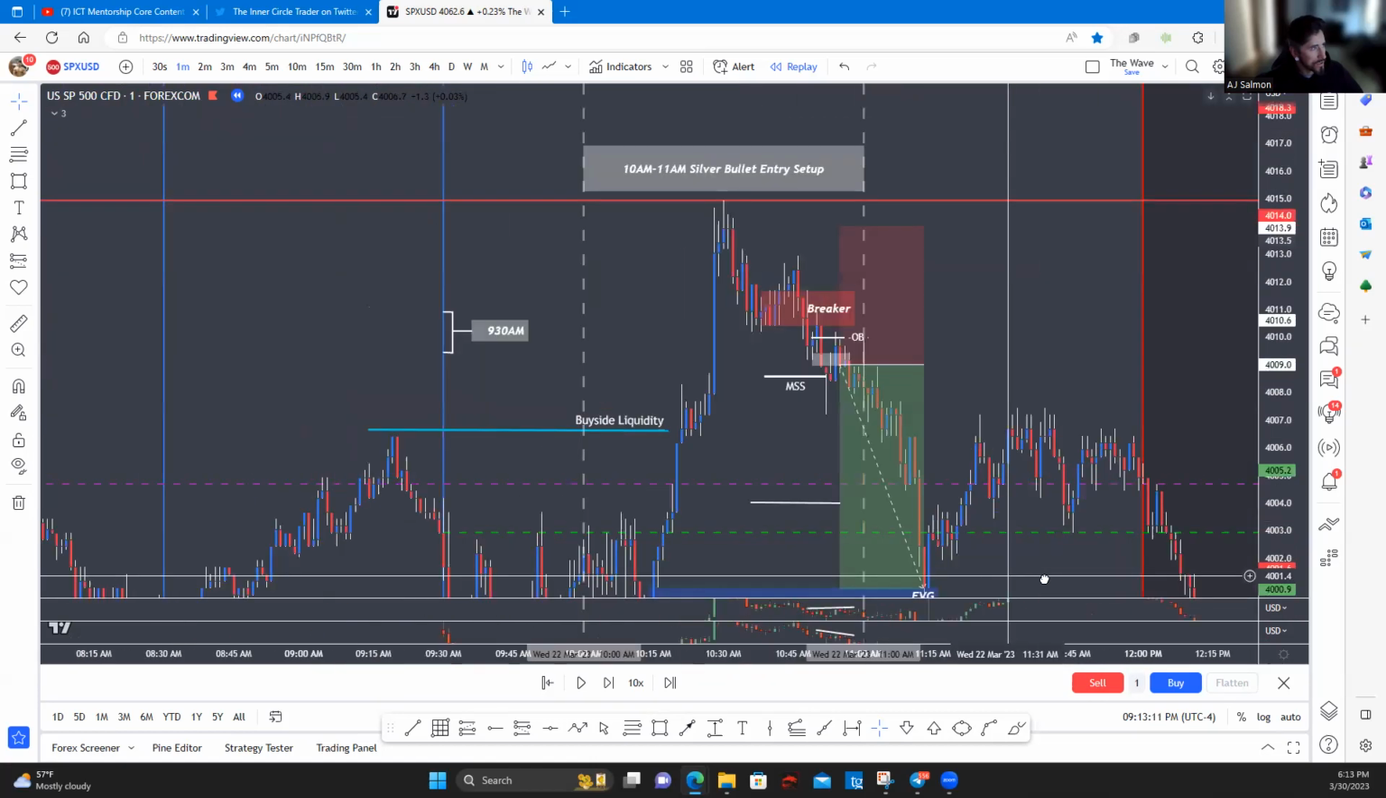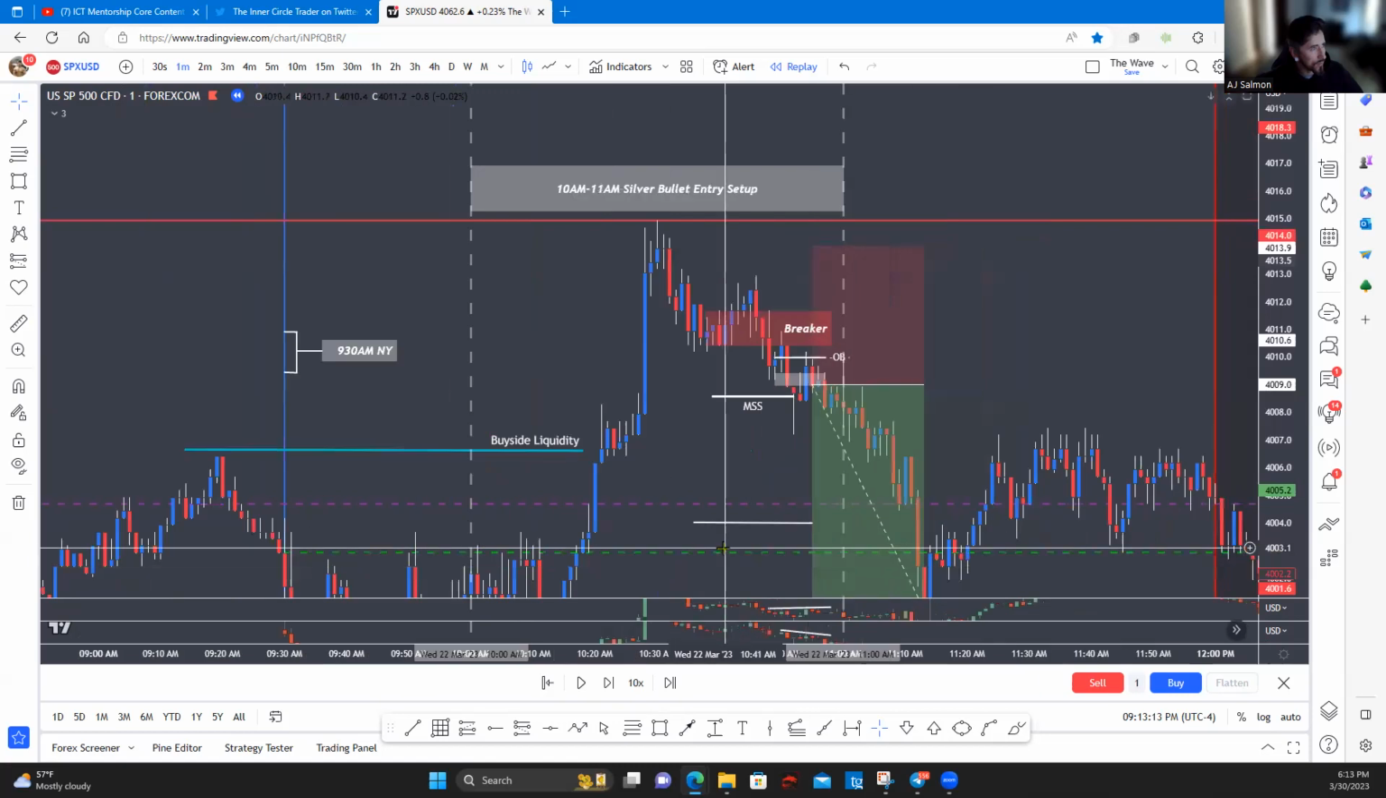And that's your 10 a.m. to 11 a.m. Silver Bullet entry model.